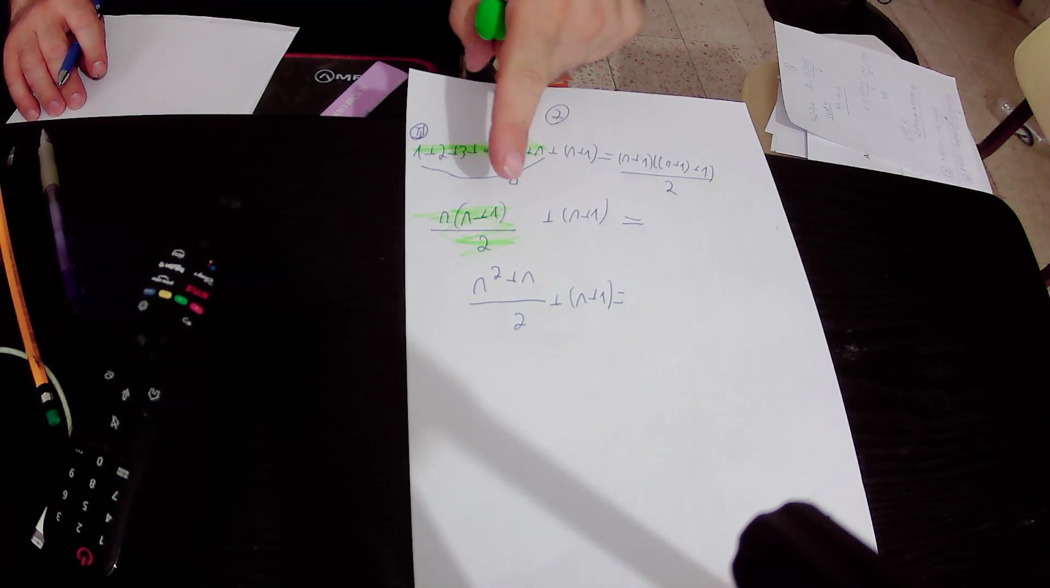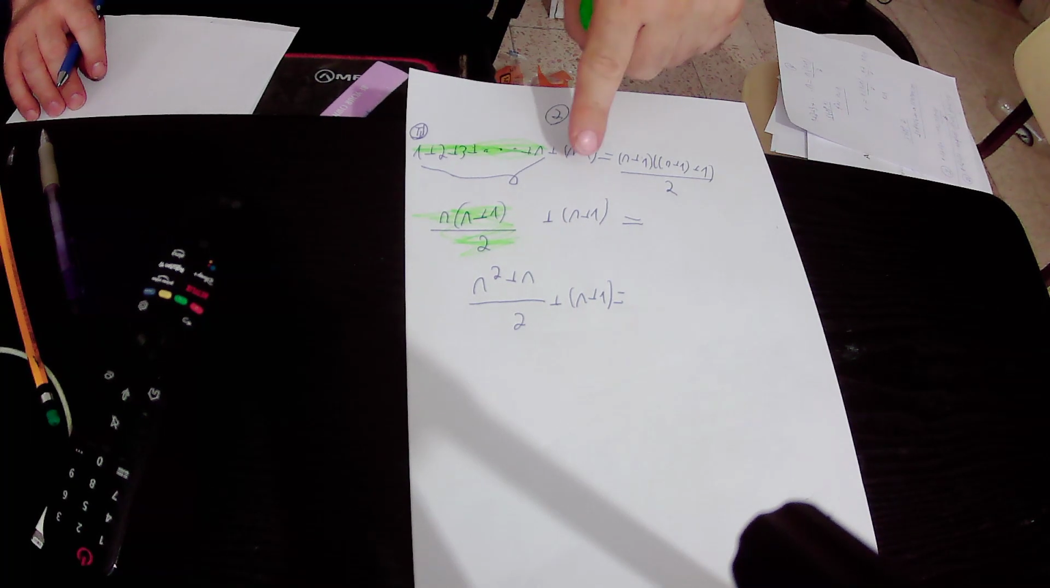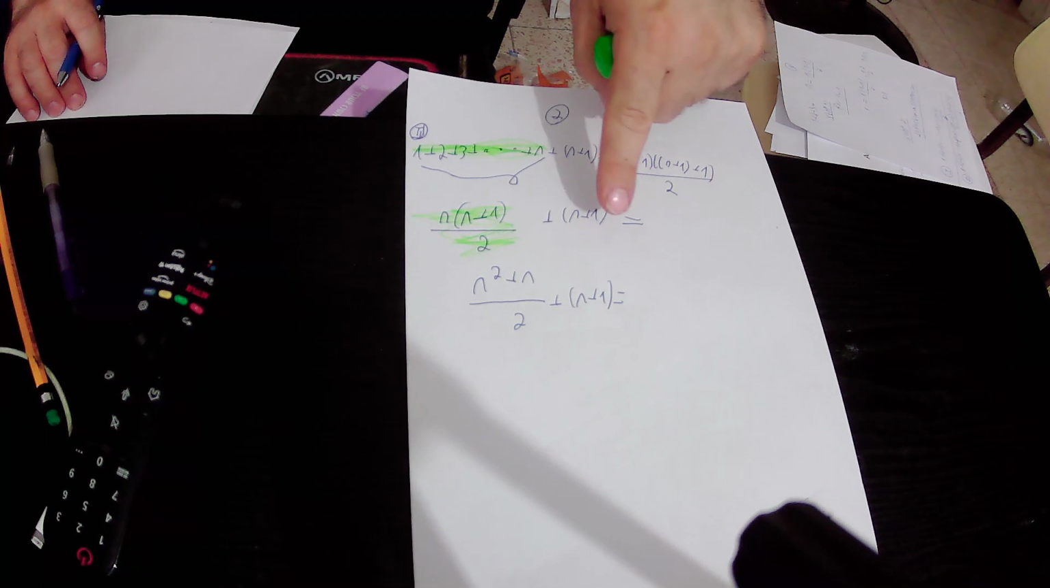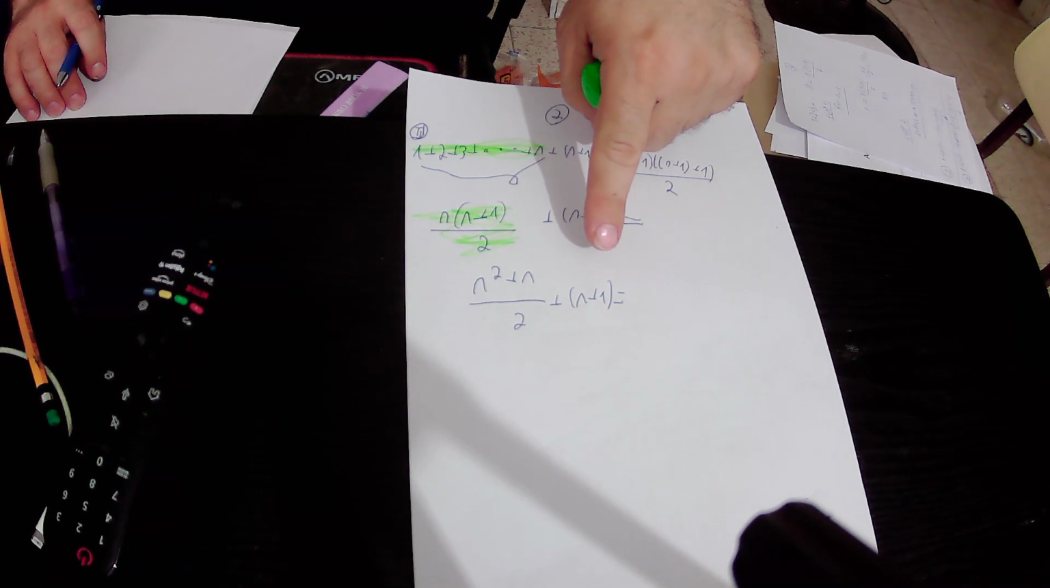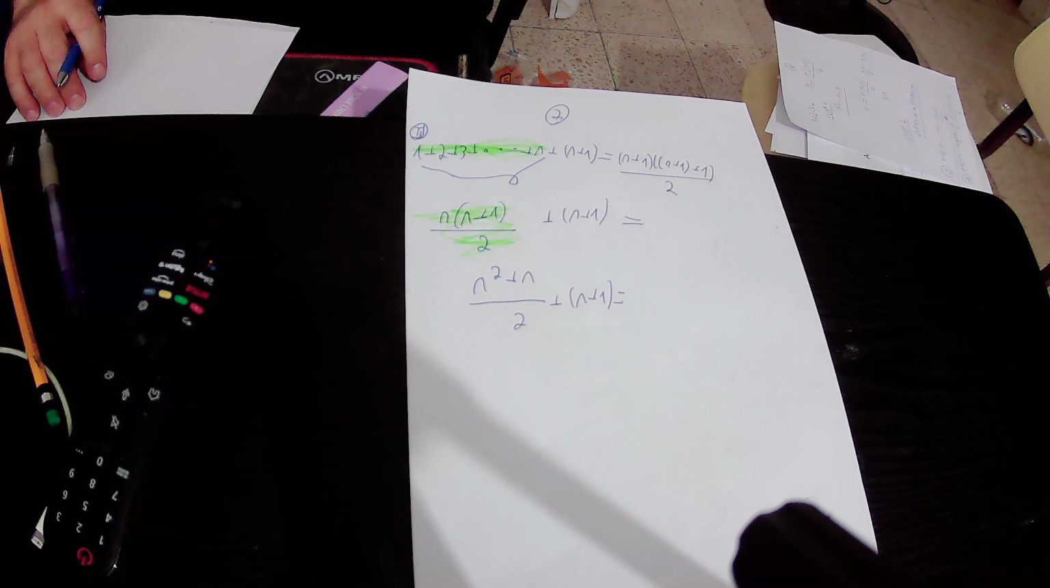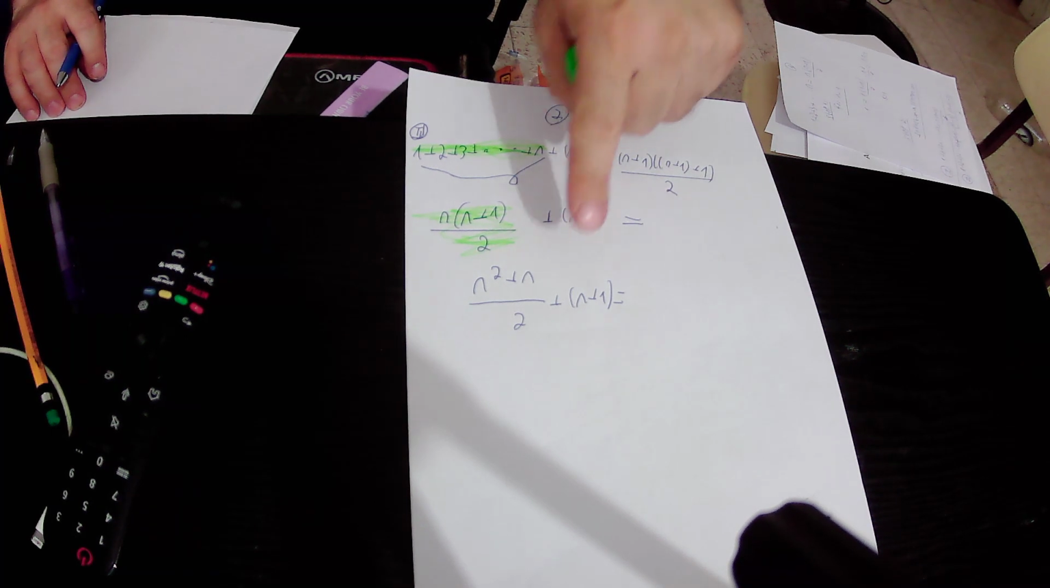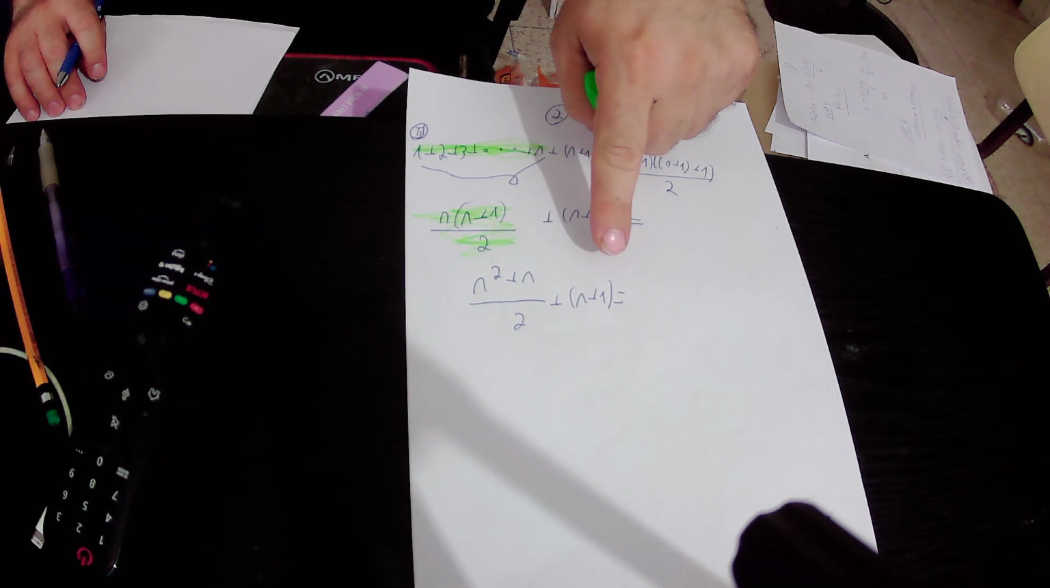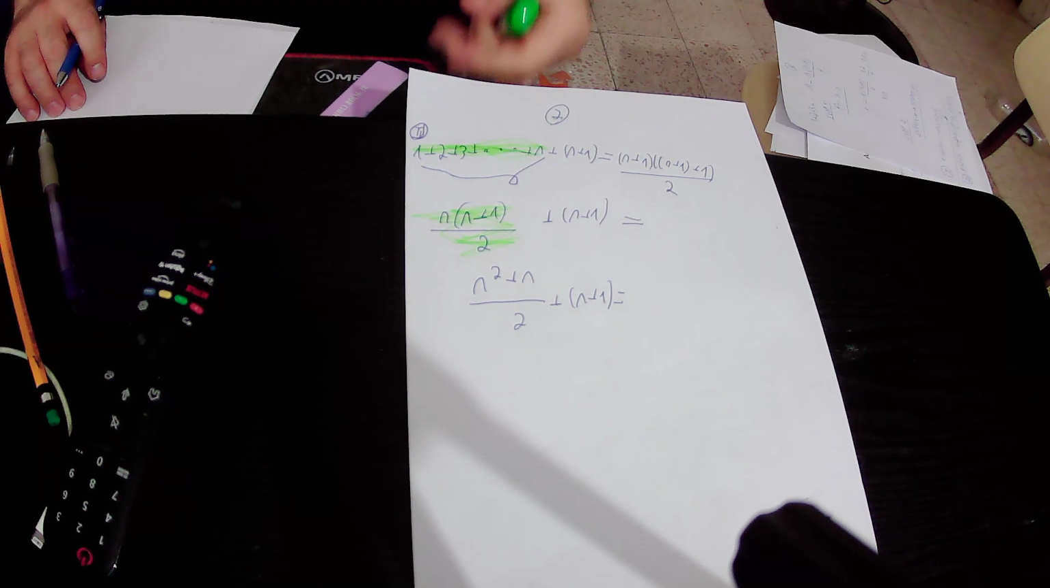N times n is n squared, and n times 1 is n, all divided by 2. N plus 1, we didn't touch it, it remains as n plus 1, but we can actually multiply n plus 1 by 2 and then divide it by 2. Okay.